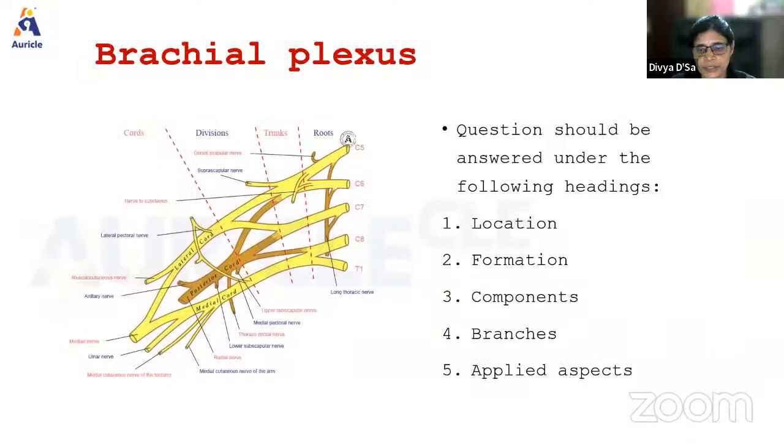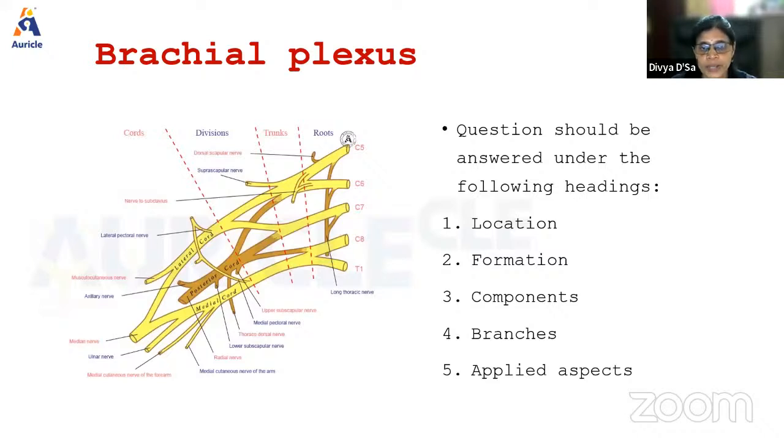What do we mean by brachial plexus? Under these headings, that is, what is the brachial plexus, its location, formation, components, branches, and applied aspects has to be written. It's a common long essay, and part of it can be asked as 3 mark or 5 mark questions.